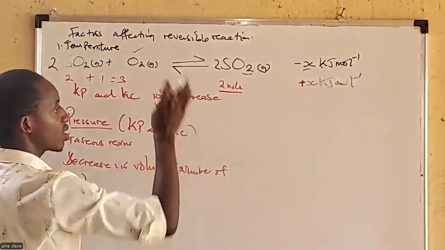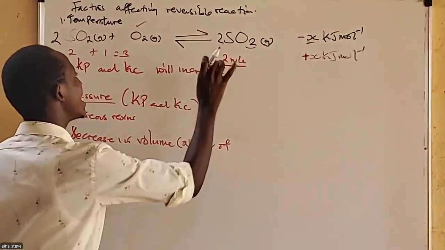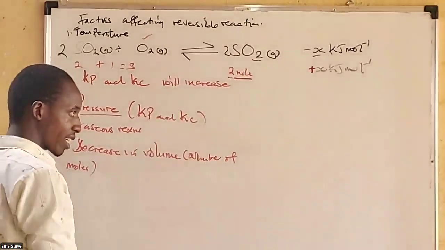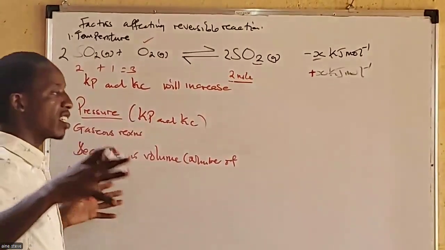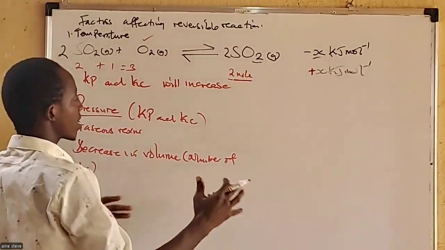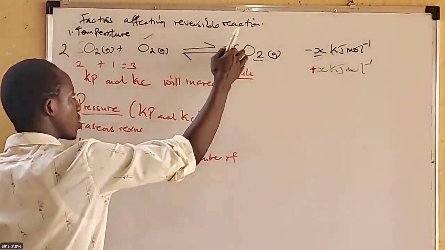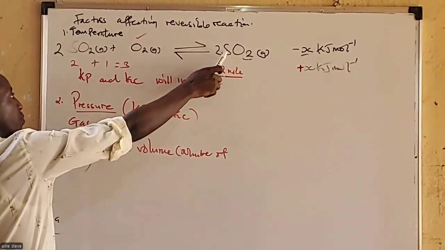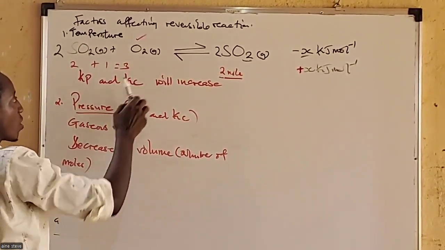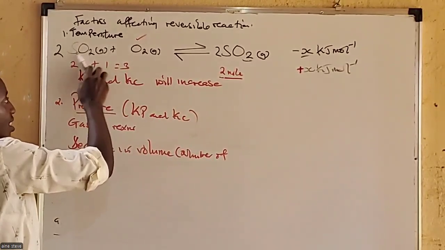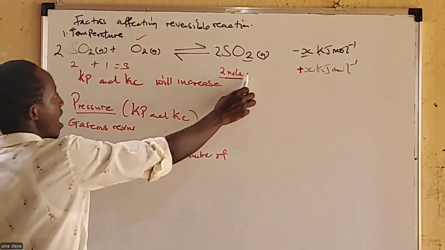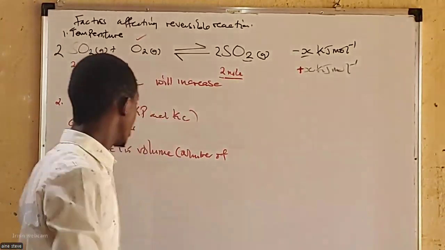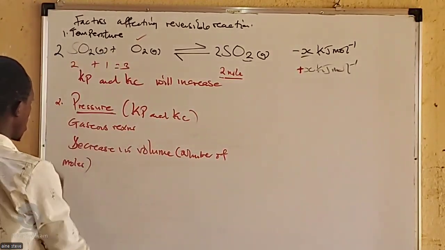So, increase in pressure tends to shift the reaction to the side where there is decrease in number of moles or decrease in volume. However, when you decrease pressure, it means an increase in volume. So, decrease in pressure will reduce the formation of sulfur trioxide. The equilibrium will shift from the right to the left. Why? Because the reactants have more moles than the product. So the reaction shifts to the left. Is that clear? So that's how you look at pressure.